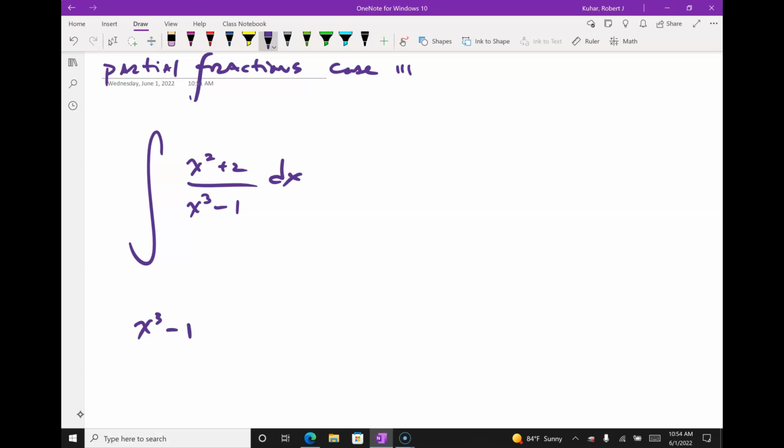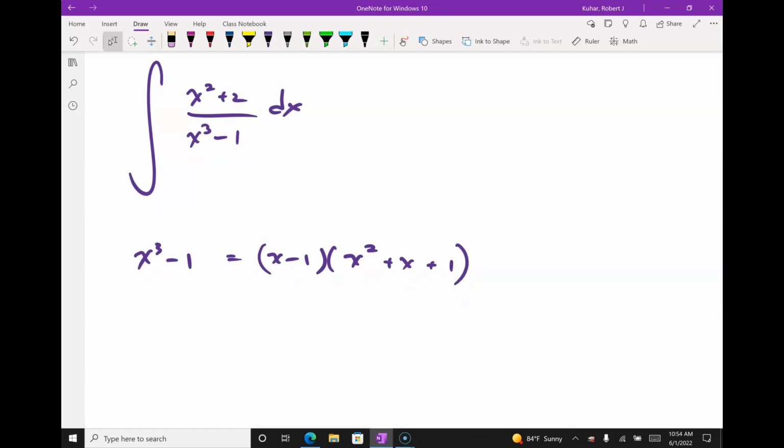So I tried something else, it didn't work. But then I realized it's factorable, I'm going partial fractions. This is x minus 1 times x squared plus x plus 1, right? Of course, after you factor, you probably want to double check it, right?